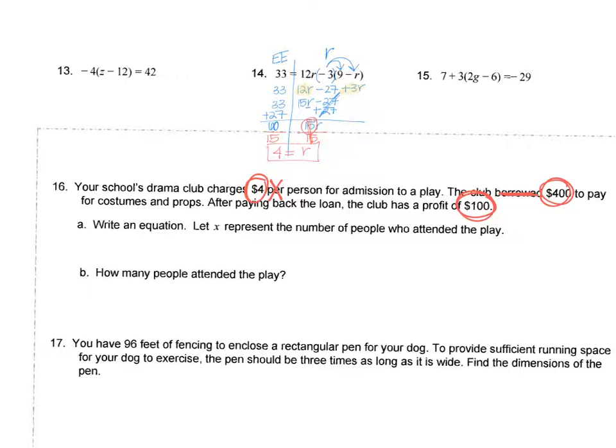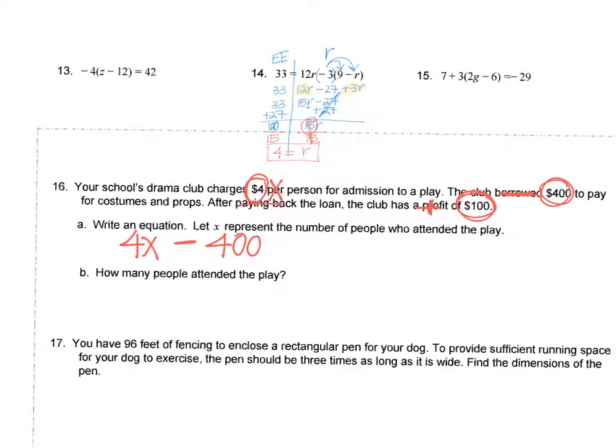And then the club has a profit of $100, so I know that this is $100. That's positive $100. So when I go now to write my equation, the drama club charges 4 per person, 4 times however many people, 4x, given to me right here. So I make 4 times however many people come, but then I borrowed 400. So whatever I make, 4 times however many people, I've got to subtract that 400 because that's not my money, I borrowed it.